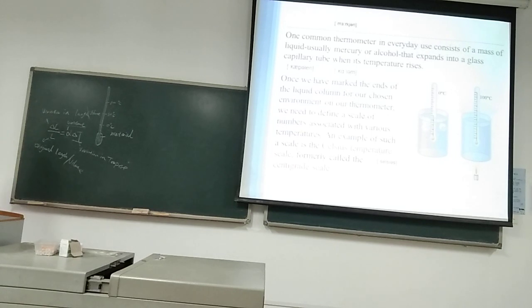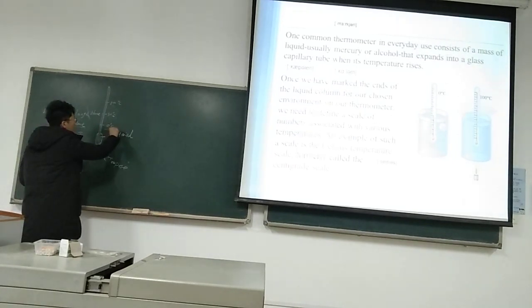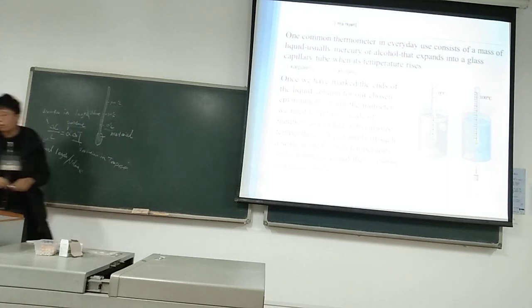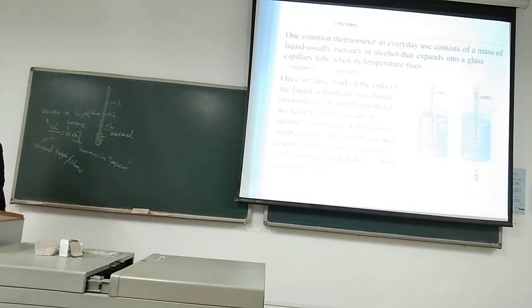There is a definition of zero centigrade and 100 centigrade. After this picture, you are going to know how we define the centigrade. One common thermometer in everyday use consists of a mass of liquid, mercury or alcohol, that expands into a glass capillary tube when its temperature rises.